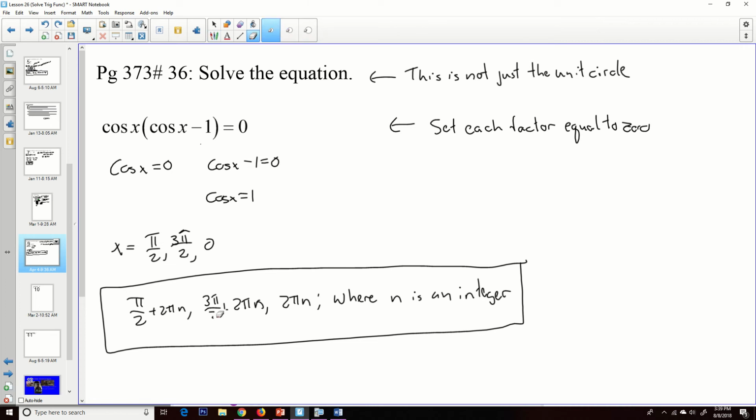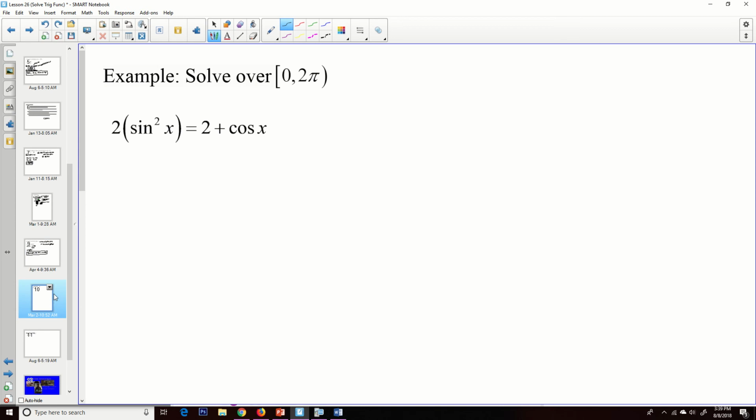I don't like that. Let's make it look nicer. 3 pi over 2 plus 2 pi n. There we go. Next. Come on, next. Not responding. There we go. Solve over 0 to 2 pi.